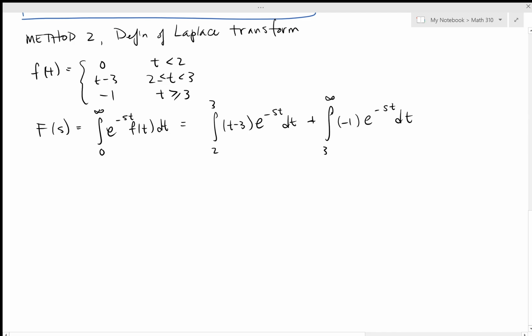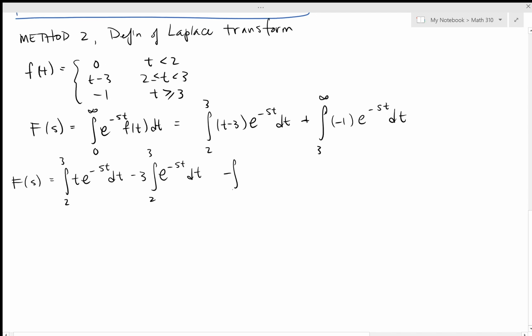So what does this look like then? I'm going to separate the integrals a little bit. F of s will be this. I will have the integral from 2 to 3 of t e to the minus st dt, minus 3 times the integral from 2 to 3 of e to the minus st dt, minus the integral from 3 to infinity of e to the minus st dt, with the minus sign on the outside there. Okay, there we are.